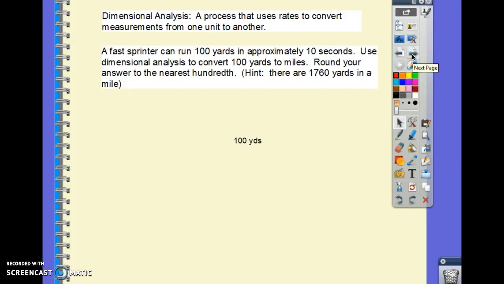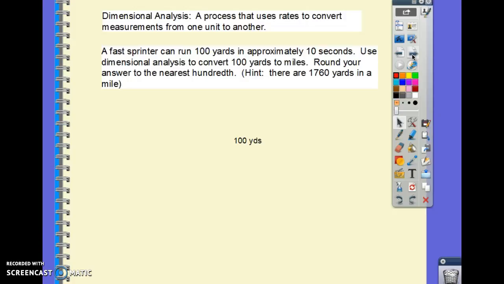Okay, dimensional analysis is a process that uses rates to convert measurement from one unit to another. A fast sprinter can run 100 yards in approximately 10 seconds. Use dimensional analysis to convert 100 yards to miles. Round your answer to the nearest hundredth.